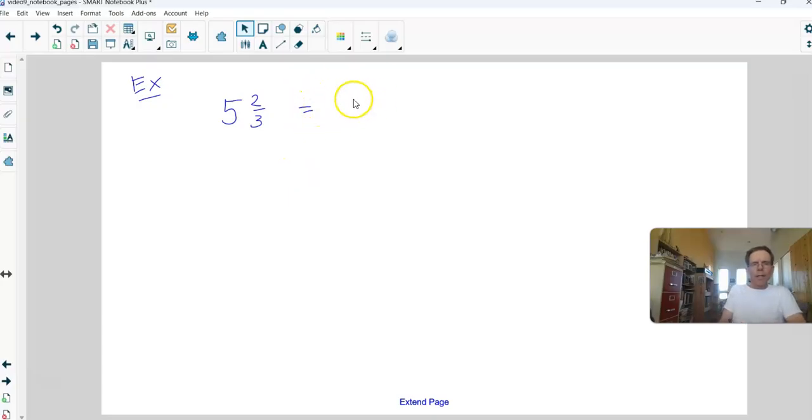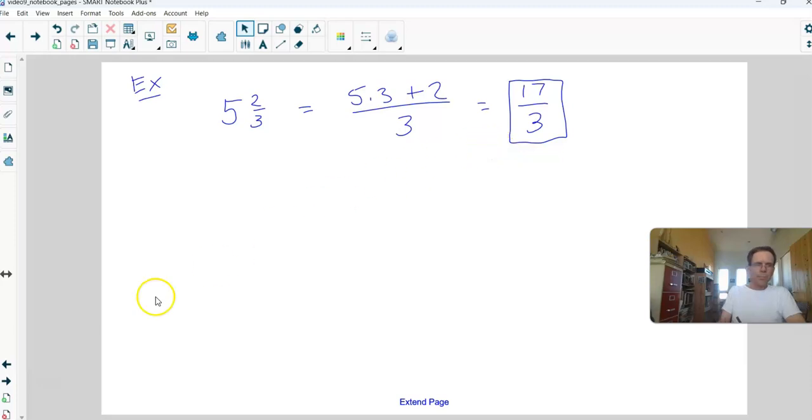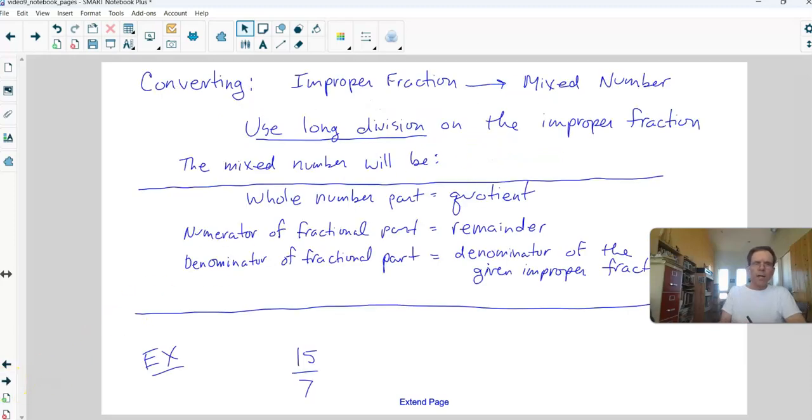So what do we do? We take the whole number part, multiply by the denominator, add the numerator, and then we get the numerator of the improper fraction. The denominator stays the denominator of the fractional part. You see where I'm getting those, the 5 and the 3, and then the 2 from the numerator, and then the 3 from the denominator. So we could do this addition in our head. It's 5 times 3 is 15, plus 2, that's 17, and the denominator is 3. So there's another one. Okay, let's move on here.